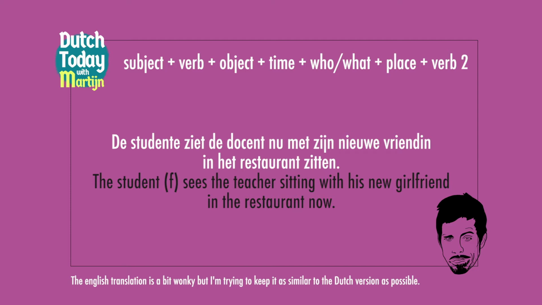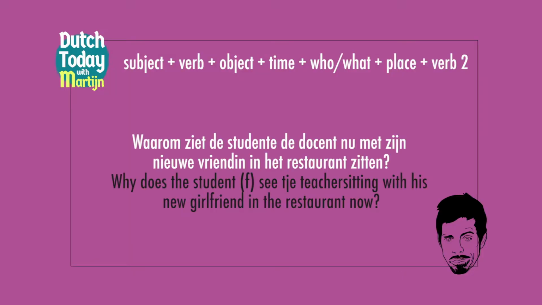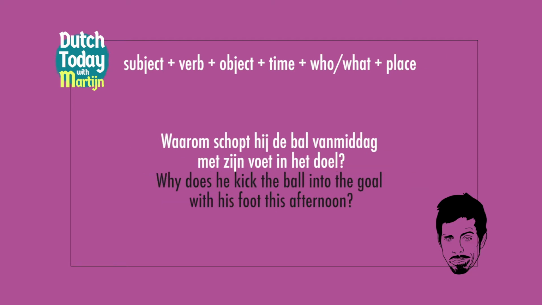Or a question. Ziet de studente hem nu met zijn nieuwe vriendin in het restaurant zitten? Okay, this last question was a yes-no question, but you can also make it into a WH question by adding a WH word and just put it at the beginning of the sentence. Waarom ziet de studente de docent nu met zijn nieuwe vriendin in het restaurant zitten? Waarom schopt hij de bal vanmiddag met zijn voet in het doel?